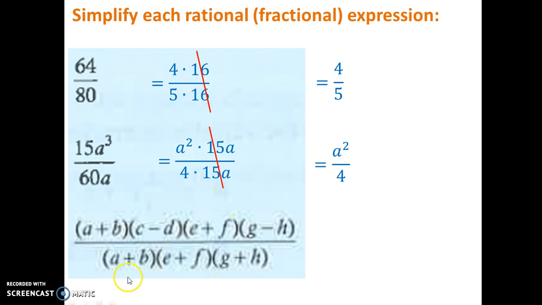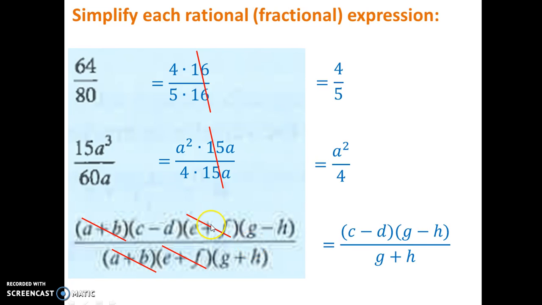All right, this one has a lot more going on, but there are some common factors there. Let's see what you can eliminate. Well, there's an a plus b there and there also. Then we have, was there anything else? Yeah, e and f, those cancel as well. So we're left with just this factor and this factor on top, and just this one on the bottom. So we can write it like this. And we have simplified that fully.